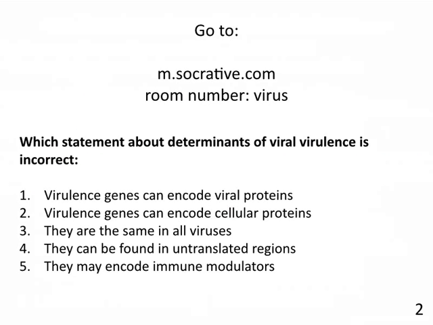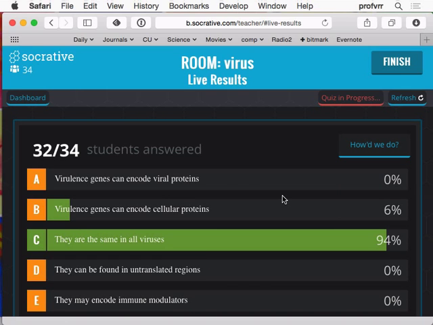Next question is, which statement about determinants of viral virulence is wrong? Virulence genes can encode viral proteins. Virulence genes can encode cellular proteins. They are all the same. They are the same in all viruses. They can be found in untranslated regions. They may encode immune modulators. So 94% of you said they are the same in all viruses. You're right. That's incorrect. They are not the same in all viruses.